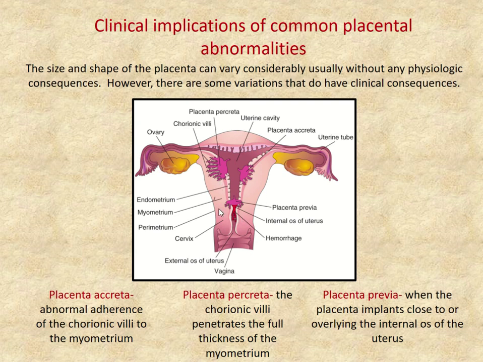And then the other abnormality is called placenta previa, and that's where the placenta implants really close to or over the internal os of the uterus. And so the baby can't come out of the uterus without rupturing the placenta. So that would be of dire risk to the baby and the mom.